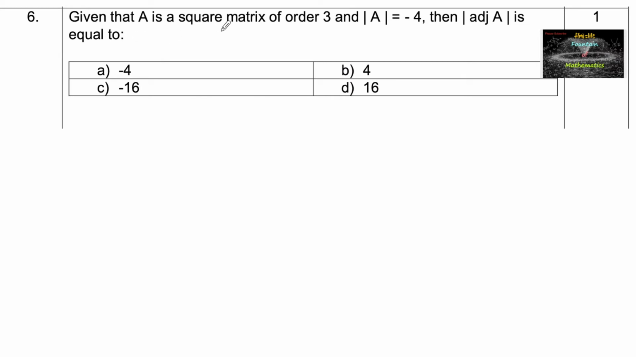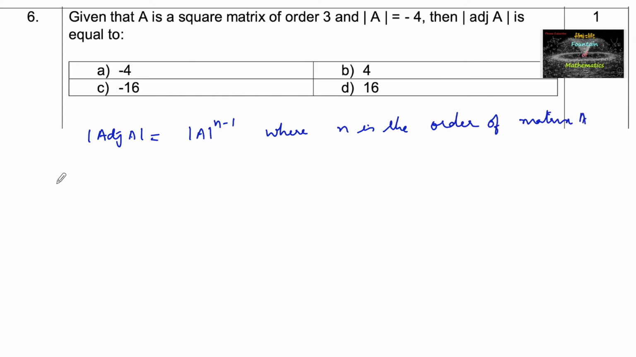Given that A is a square matrix of order 3 and determinant of A is equal to minus 4, then determinant of adjoint of A is equal to. So we know that determinant of adjoint of a matrix is equal to det A whole to the power of n minus 1, where n is the order of matrix A. So here given order of matrix A, n is equal to 3.